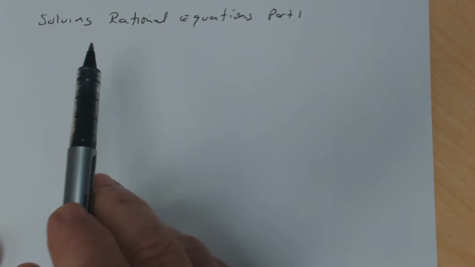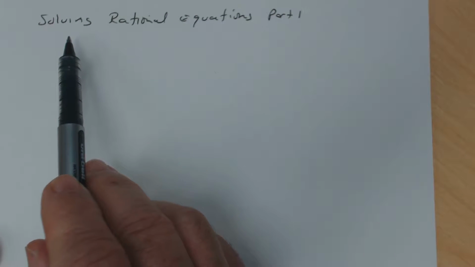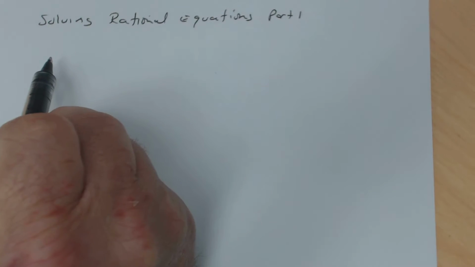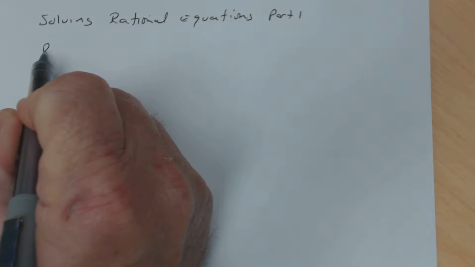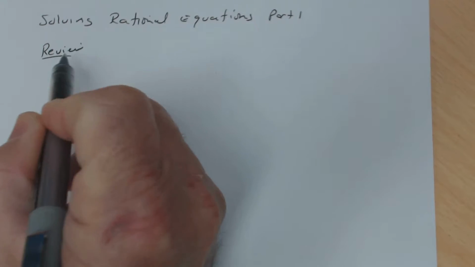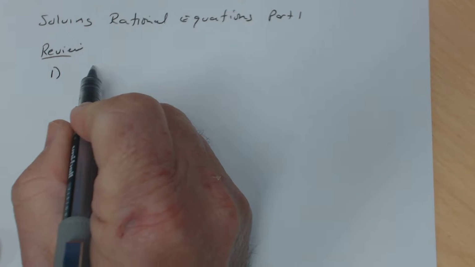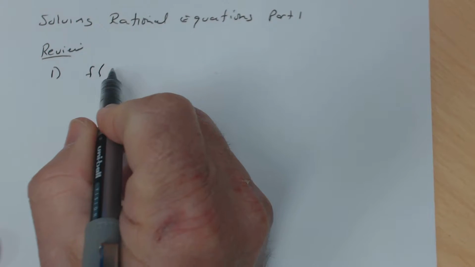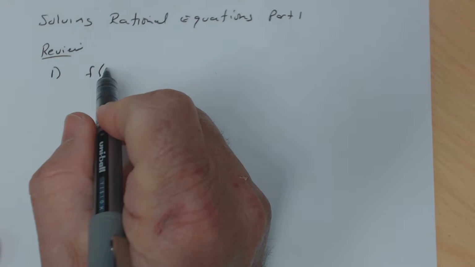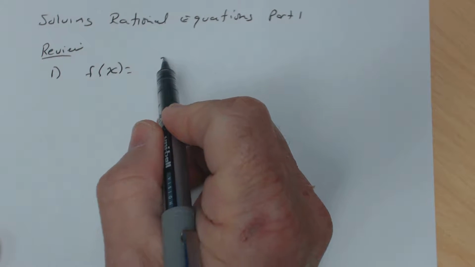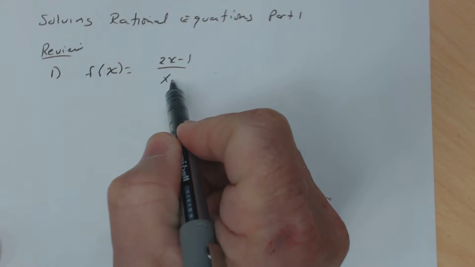Okay, so in this lesson we're going to learn how to solve rational equations, and this is going to be part one. Before we do that, though, let's review a couple of things from previous lessons. The first one is this. Remember you had a function that looked like this. Let's say f of x equals 2x minus 1 over x plus 3.